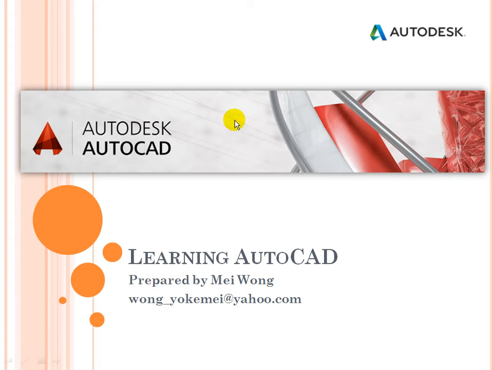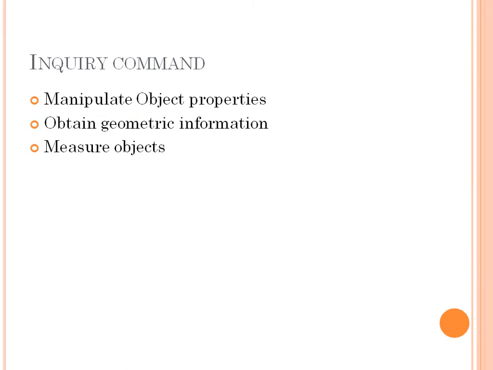Welcome to the next tutorial on learning AutoCAD. In this tutorial, we will look at how to use the inquiry command to manipulate object properties, obtain the geometric information, and also the important one is to measure objects, for example, area, the height. With the height that you have in mind, you can also calculate and get the value of volume.